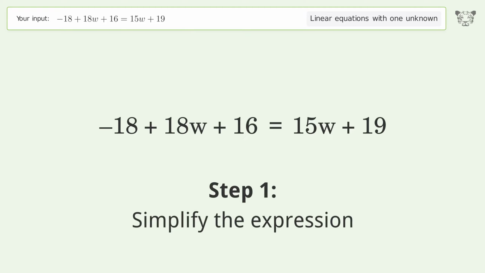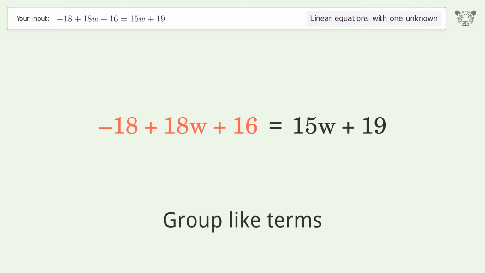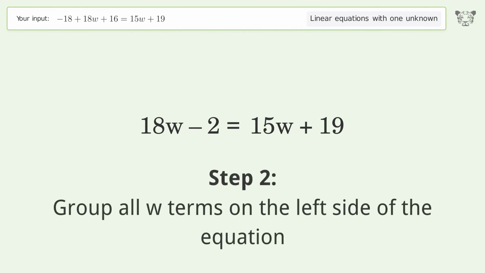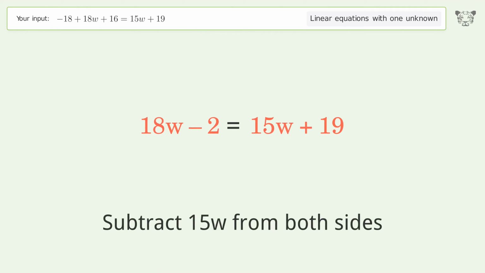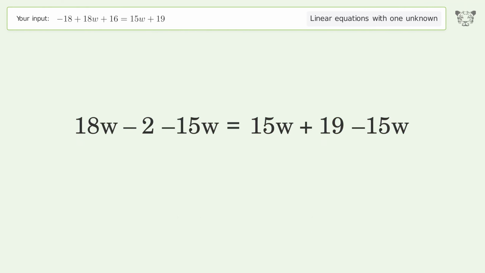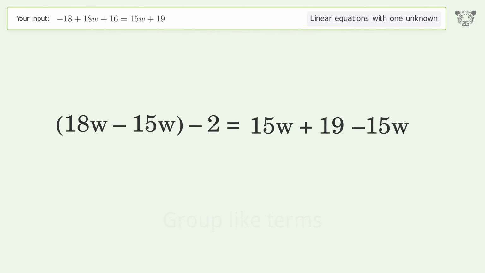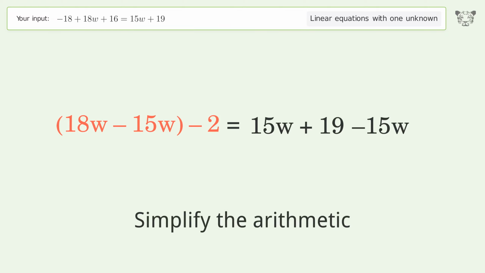Simplify the expression. Group like terms. Simplify the arithmetic. Group all w terms on the left side of the equation. Subtract 15w from both sides. Group like terms. Simplify the arithmetic.